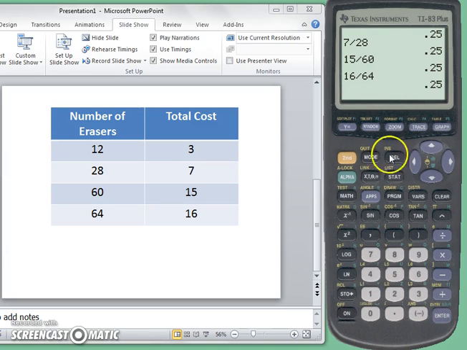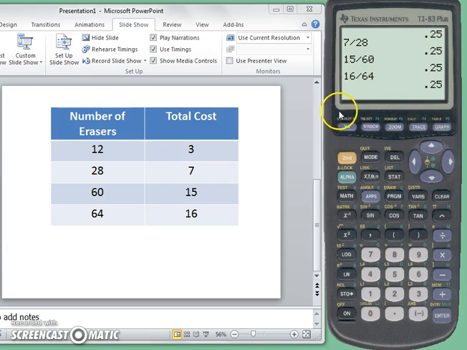And what do I notice? Every time I take the 3, the total cost, and divide it by the number of erasers, and I write that as a ratio, I get the same ratio decimal, 0.25. So that number is the constant of proportionality.